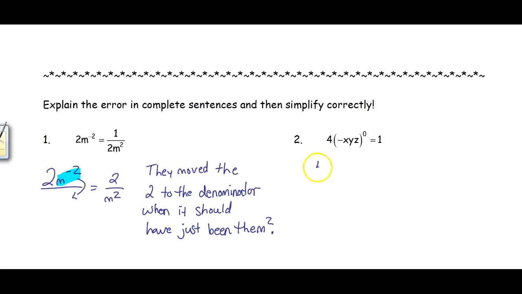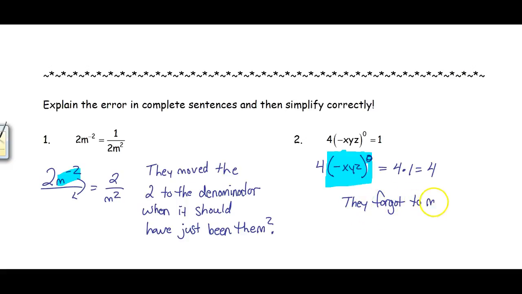Okay, number 2, let's go ahead and rewrite our problem. All right, we know that anything raised to the power of 0 is going to equal 1, but that doesn't do anything to our 4. So what we get is 4 times 1, which equals 4. Okay, so what did they do? They forgot to multiply by the 4.